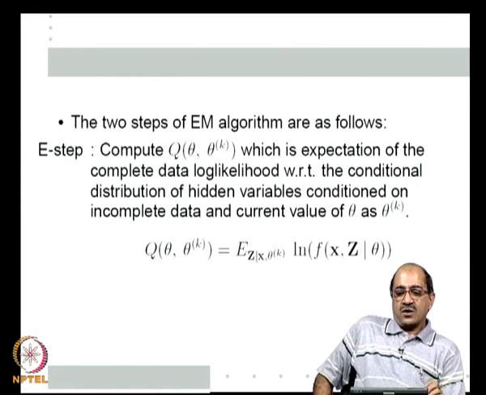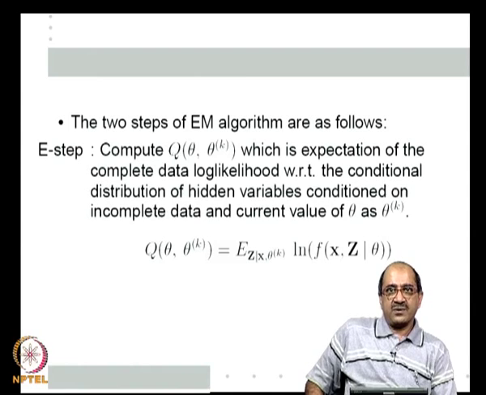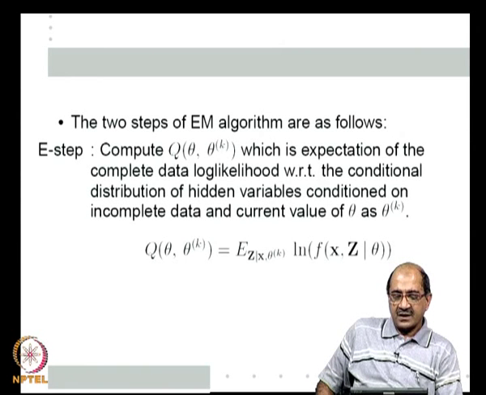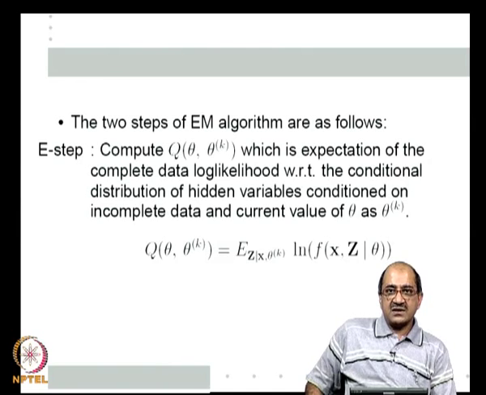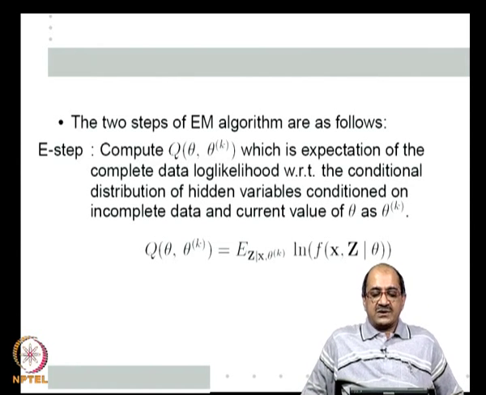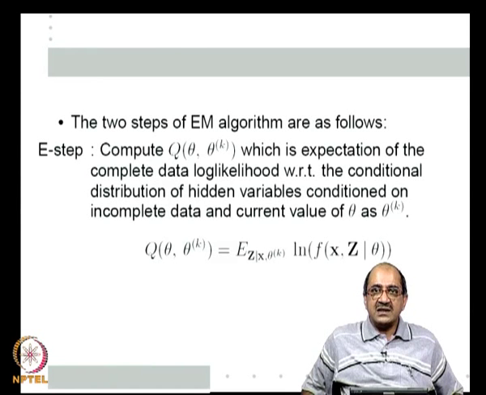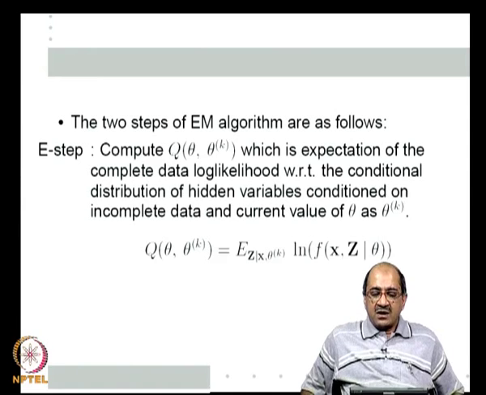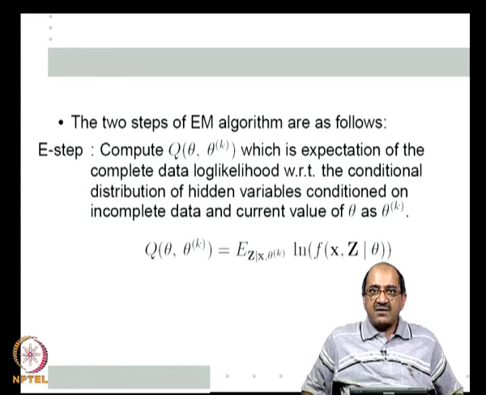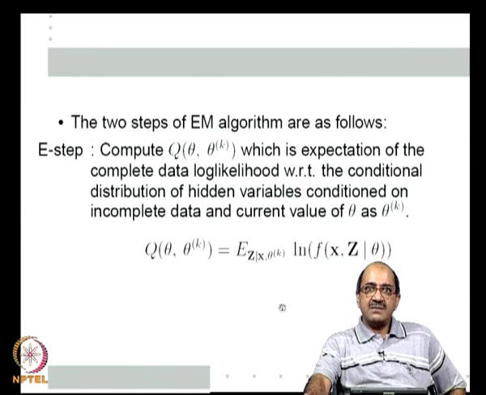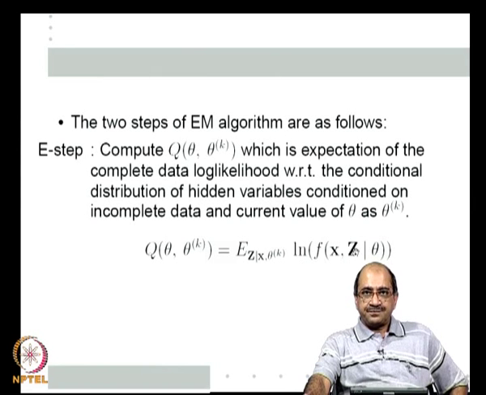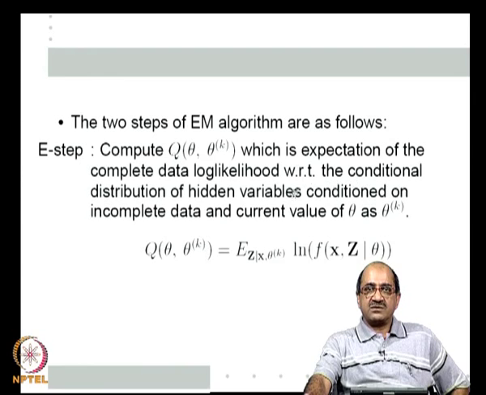Note that the complete data log likelihood ln f(x, z | theta) is a function of theta, and there will be some terms there which involve z, some terms which may not involve z. We are taking the expectation as averaging out only the z's; the x's will remain. Wherever there is a z factor there, we are going to average it out using the conditional distribution of z conditioned on x and theta_k. So, those parts that are expectation out, they will be functions of theta_k. There can be other parts which are functions of theta, that is why Q is a function of both theta and theta_k.